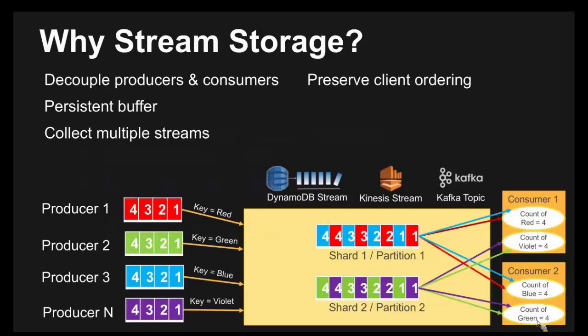Probably the most important thing here is that the streaming storage subsystem preserves client ordering. By that, what I mean is, in this case, I've shown, for example, a red producer, green producer, blue producer, etc. If the red producer is writing packets 1, 2, 3, 4 in that sequence, as long as it can designate itself with a key when it does a put into Kinesis or Kafka, if it deems the key as red, Kinesis or Kafka will ensure that the sequence is preserved. In other words, a consuming application can expect the data to come in the same sequence as the producer is producing the data.